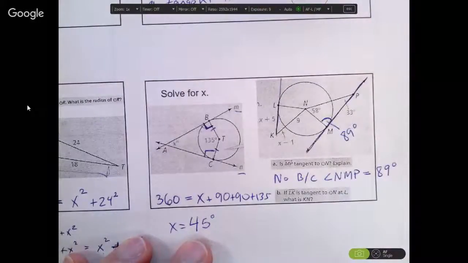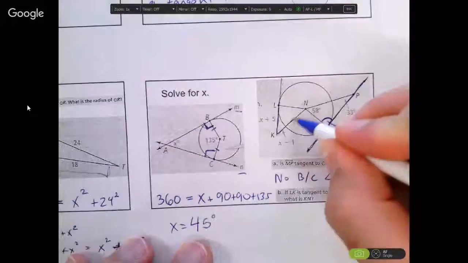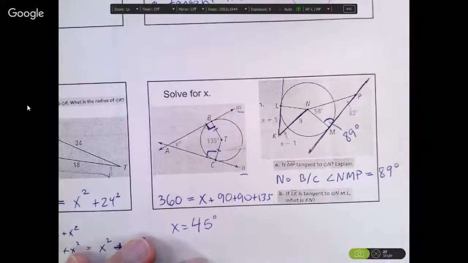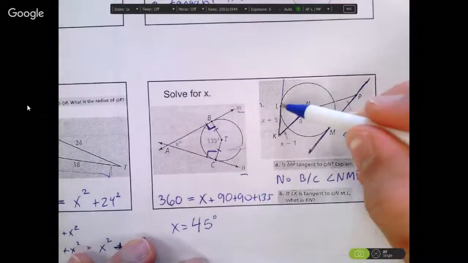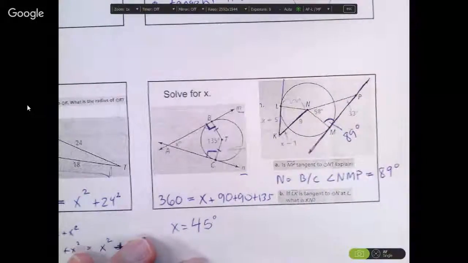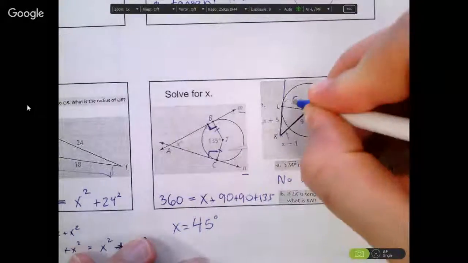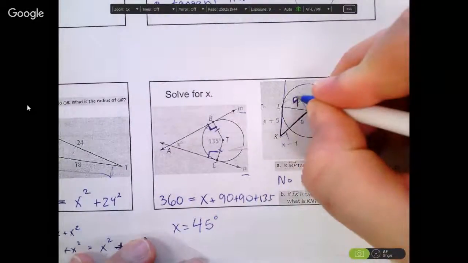What is the length of KN? So they want to know this length. This is an example of where at first I think I need to know this length in order to do this. You have it already. What is it? It's 9. Any radius is always going to be the same as the other radius. That's 9.